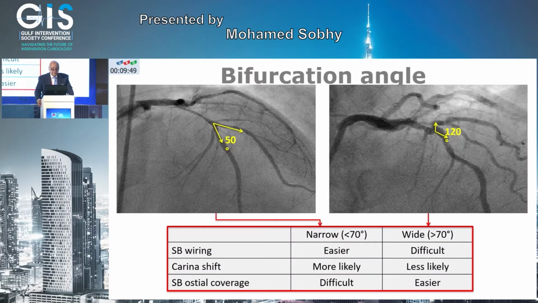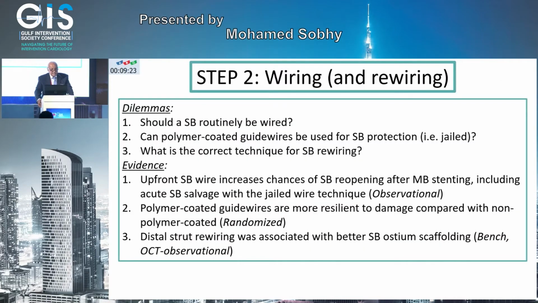An important point in the decision on bifurcation is the angle, which is sometimes missed by operators. Narrow angle is less than 70, wide angle is more than 70. There are 3 parameters for this angle. Side branch wiring is easier with the narrow, difficult with the wide. Carina shift is more likely with the narrow, less likely with the wide. Side branch ostial coverage is difficult with the narrow, easier with the wide. Remember this.